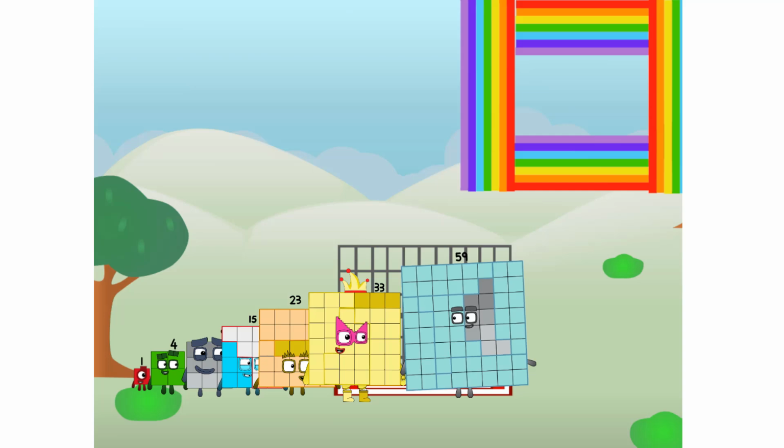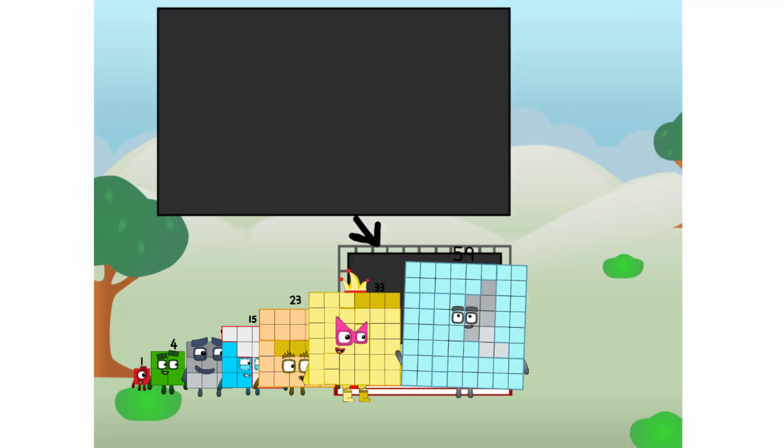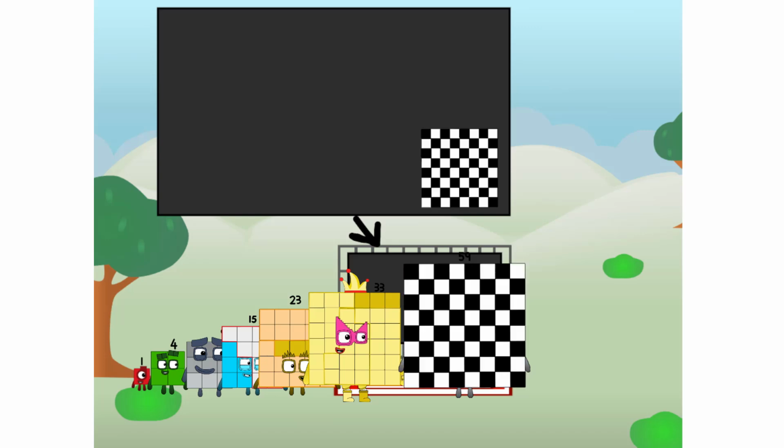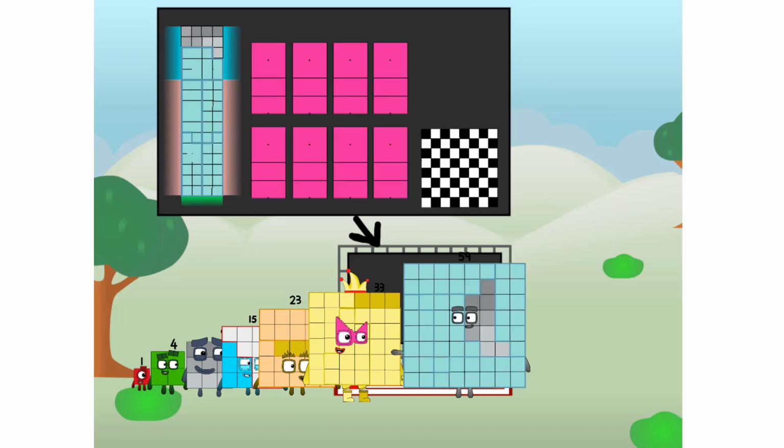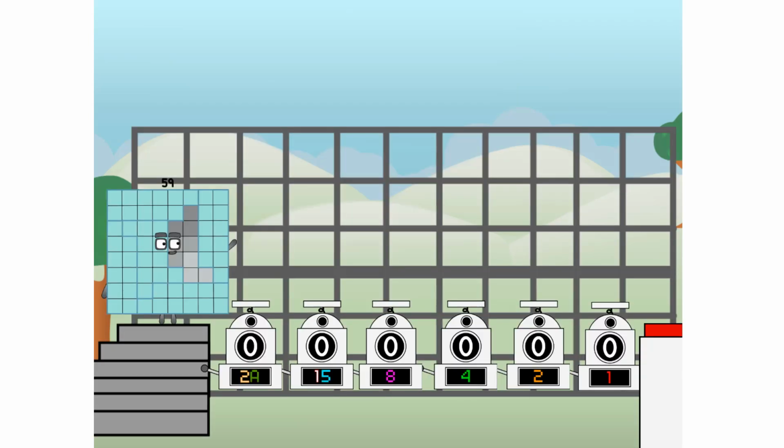Ah, there you are. This way. I've got so much to show you. I am 59. And I can be a strong square. A chessboard. A super rectangle. 8 octoblocks. Or even a super cube. But today, I want to show you a little trick I call binary boosters. Using the power of doubles to send any number flying.